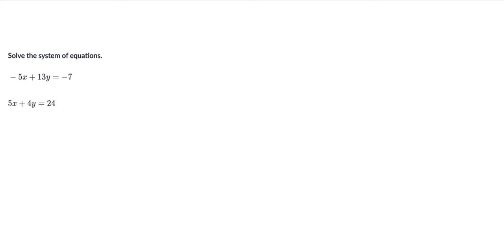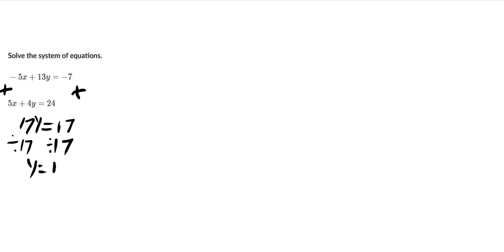Okay. Again, this works the same way. You have a negative 5x here and a 5x here. So by combining them, adding them, we get 17y equals negative 7 plus 24, which is 17. Divide each side by 17. We get y equals 1.